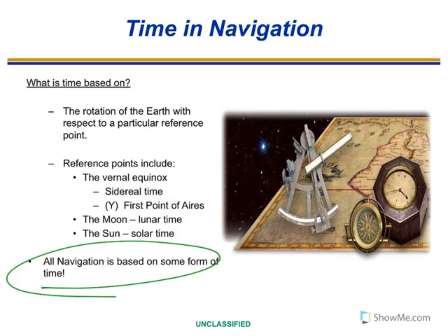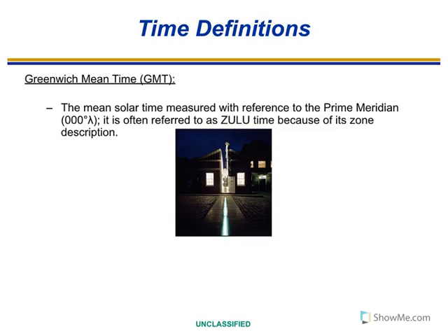Bottom line is that all navigation is based on some form of time, so whenever you have numbers, you need something after it, whether it's ZT or LMT or GMT, to tell us what type of time that is.